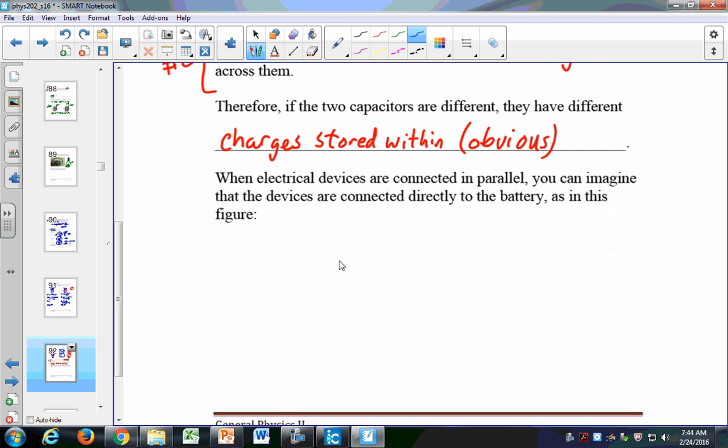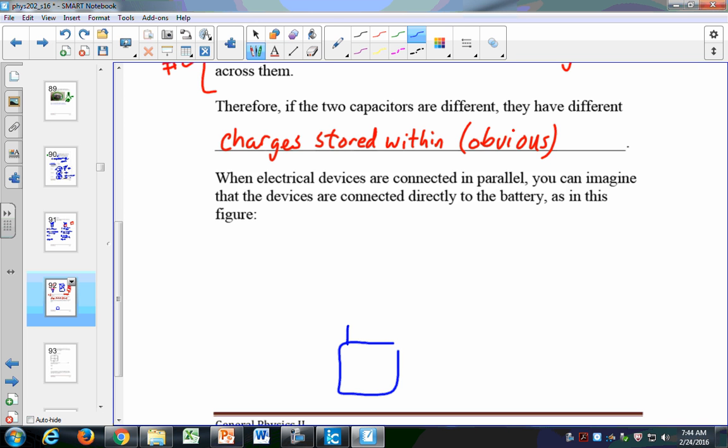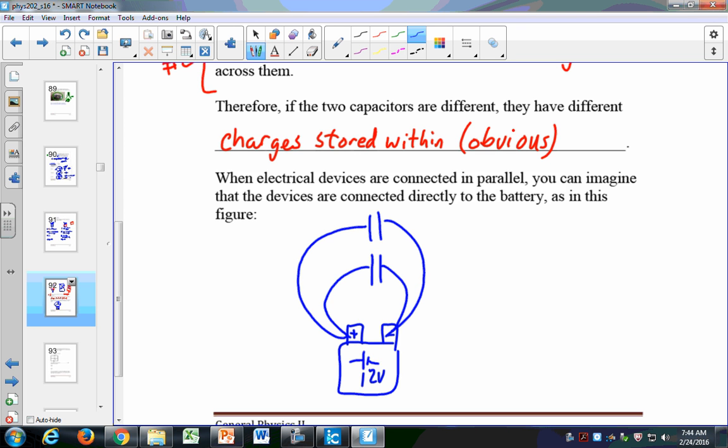When electrical devices are connected in parallel, you can imagine that they are connected directly to the battery. So I can imagine that I have a battery. This is my 12 volt battery. I have my positive and negative leads, right? This is like a battery that looks like this in my symbol. And then I hook up a wire with a capacitor and I connect it to the battery. And then I hook up another wire with a capacitor and I connect it to the battery. So I like to think of capacitors in parallel like that instead of thinking of them like this, although these are identical.